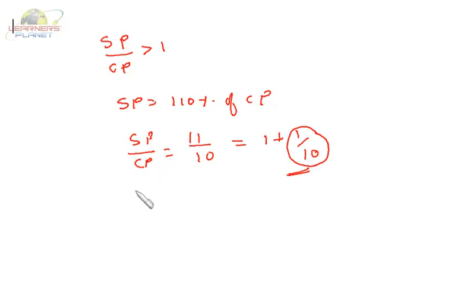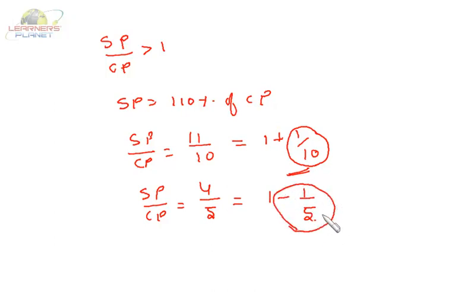So now let's take an example of loss. If SP by CP is say 4 by 5, then if the ratio is less than 1, definitely there is a loss. And how much loss is it? It is 1 minus 1 by 5. 1 minus 1 by 5 is 4 by 5. So 1 by 5 is loss. Now what is 1 by 5? 1 by 5 is 20% if we convert it to percentage. So if SP by CP is 4 by 5, there is a loss of 20%. If SP by CP is 11 by 10, then there is a profit of 10%.